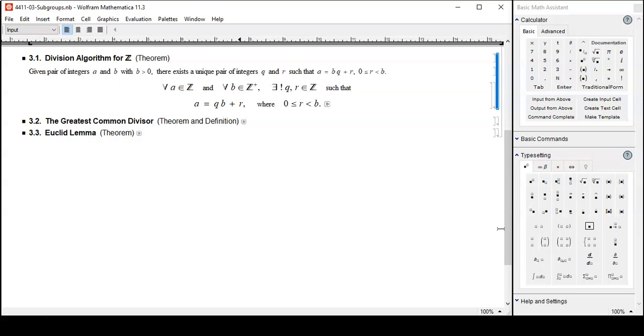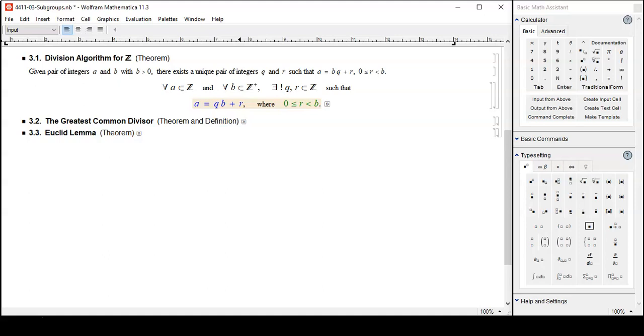Given a pair of integers a and b where b is strictly greater than 0, in other words, a is an arbitrary integer and b is an arbitrary positive integer, then there exists a unique pair of integers q and r such that a is qb plus r, as I just highlighted in blue, where r is greater than or equal to 0 but less than b, as I highlighted in green.